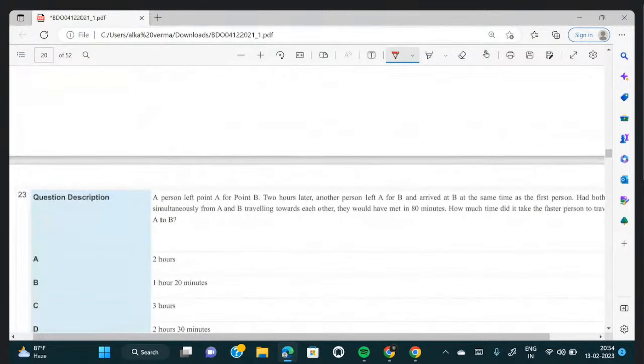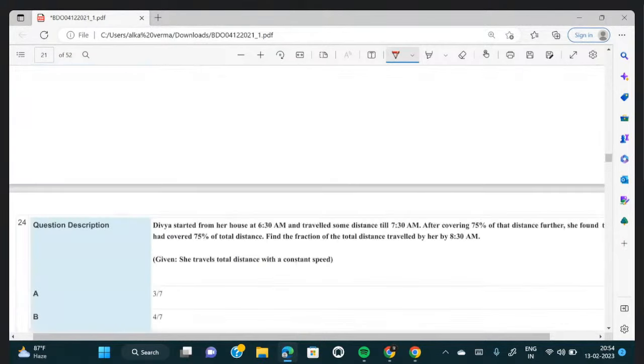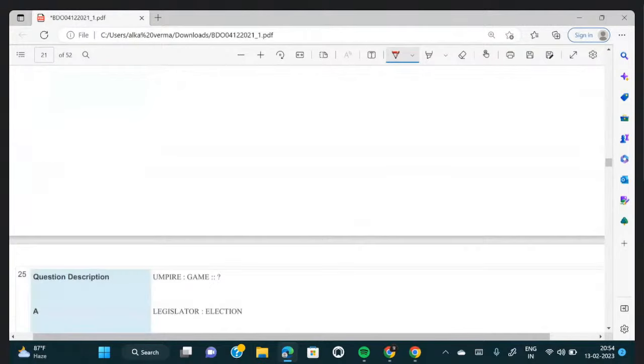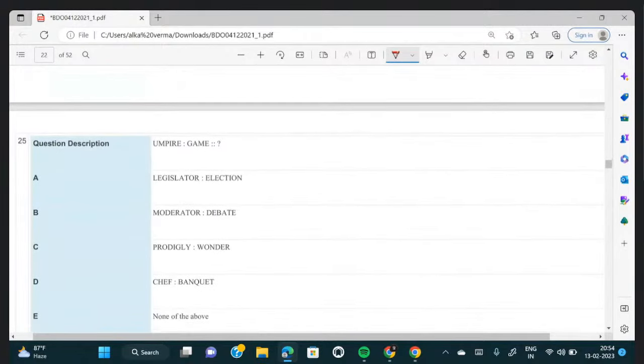Question number 23. 23 is a maths part. Will be taken by the maths faculty. 23 and 24 both are maths part. We will move to question number 25. Now, question number 25 is again analogy.